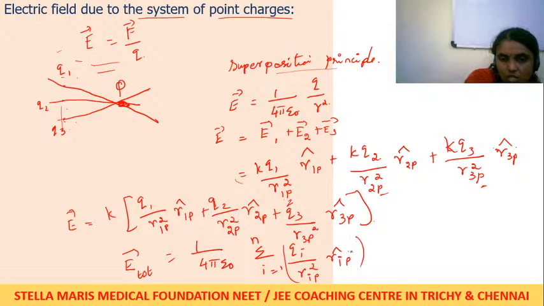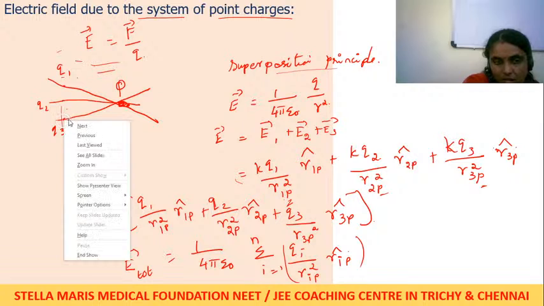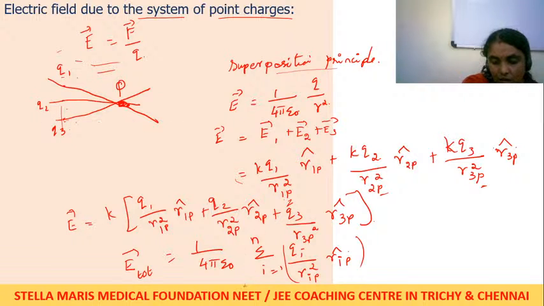Did you understand? In this case we are going to consider a number of charges which exert force on this point charge P. So we have taken the summation of i equal to 1 to n, and we can substitute the values for i from 1 up to n. Have you all understood? So this will be the formula for the electric field due to the system on a single point charge.